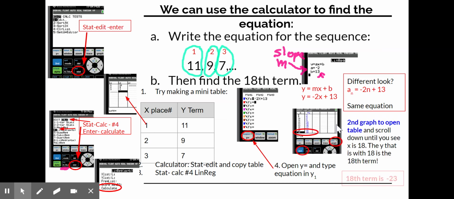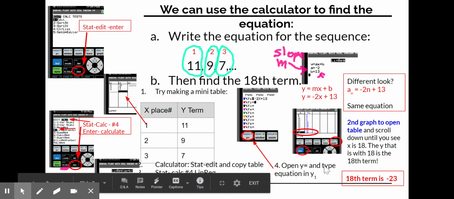When you want to generate the table, you go to the second and graph, the second table button, as you remember, and then scroll all the way down until you see x is 18. And then look for the y term next to the 18. The y term is -23. The 18th term is -23. And you've just written your equation in slope-intercept form, and you found the 18th term.